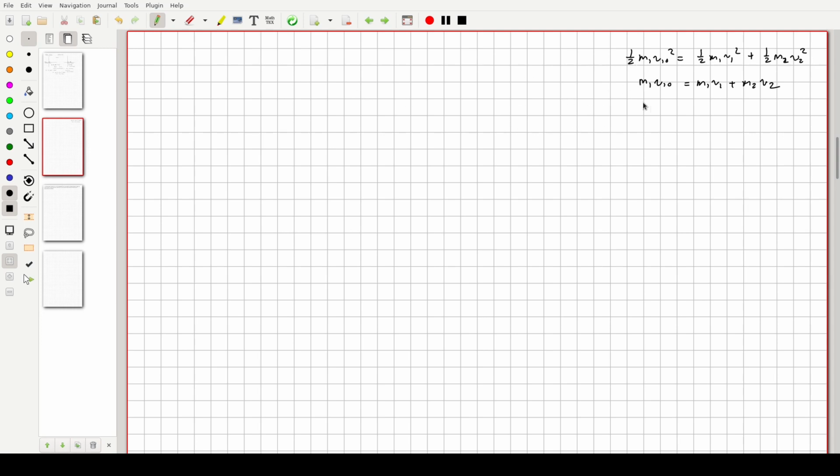So what I'm going to do is I'm going to work with this equation initially. So here's our equation, M1 V1 naught is equal to M1 V1 plus M2 V2. And I'm going to divide both sides by M1. So when I do that, I get V1 naught on the left-hand side. On the right-hand side, I get V1 plus M2 over M1 V2. So let me solve this for V1.